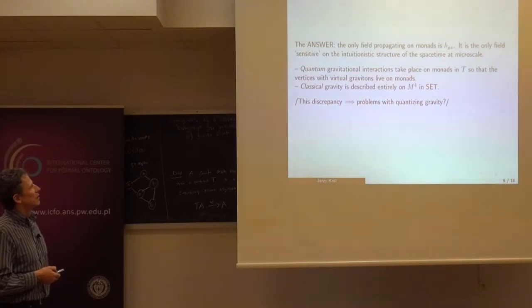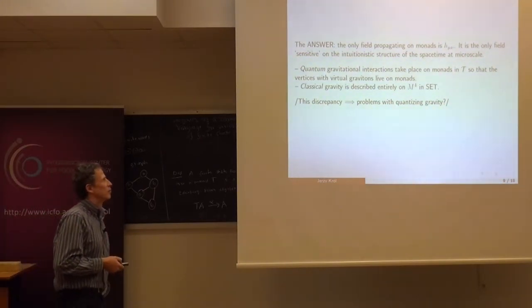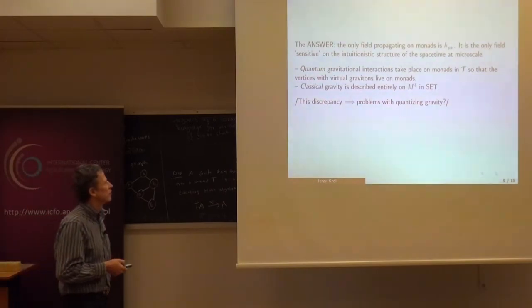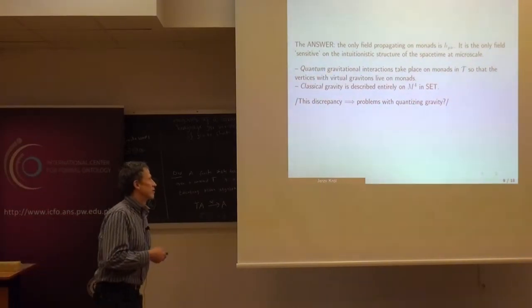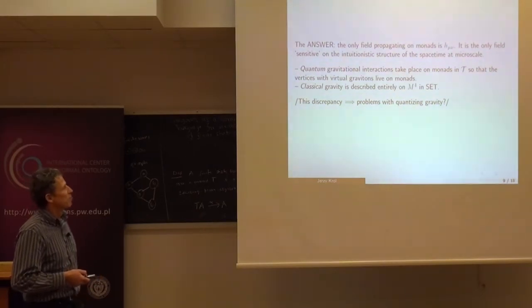and there is discrepancy between classical gravity, which propagates on space-time manifold, which is defined entirely in set, and quantum gravitational interaction, which are described on monads, which require internal language of special toposes. And such discrepancy probably gives rise to some problems with quantizing of gravity.